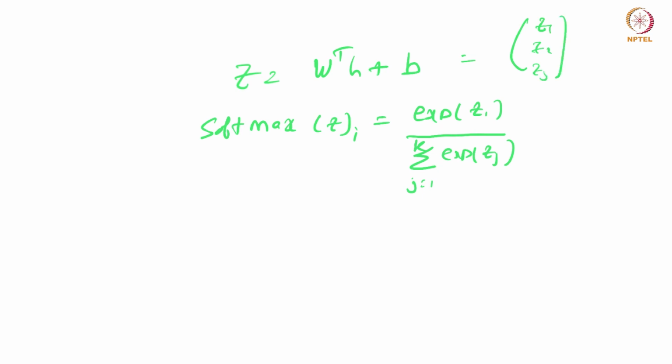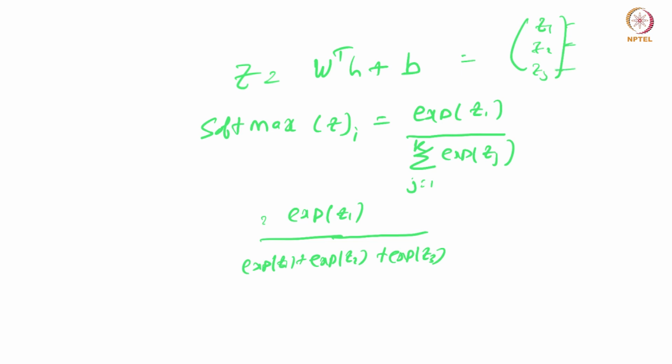Okay. So just to illustrate for one, the probability associated with class 1 would be exponential of Z1 divided by exponential of Z1 plus exponential of Z2 plus exponential of Z3. For class 2, you have to change it to 2, 3, and so on. Of course, you have to fix what each of these classes are. When you write the program, you say first element corresponds to class 1, second element corresponds to class 2, third element corresponds to class 3. Okay. So that's the output, and that's how we interpret the output.